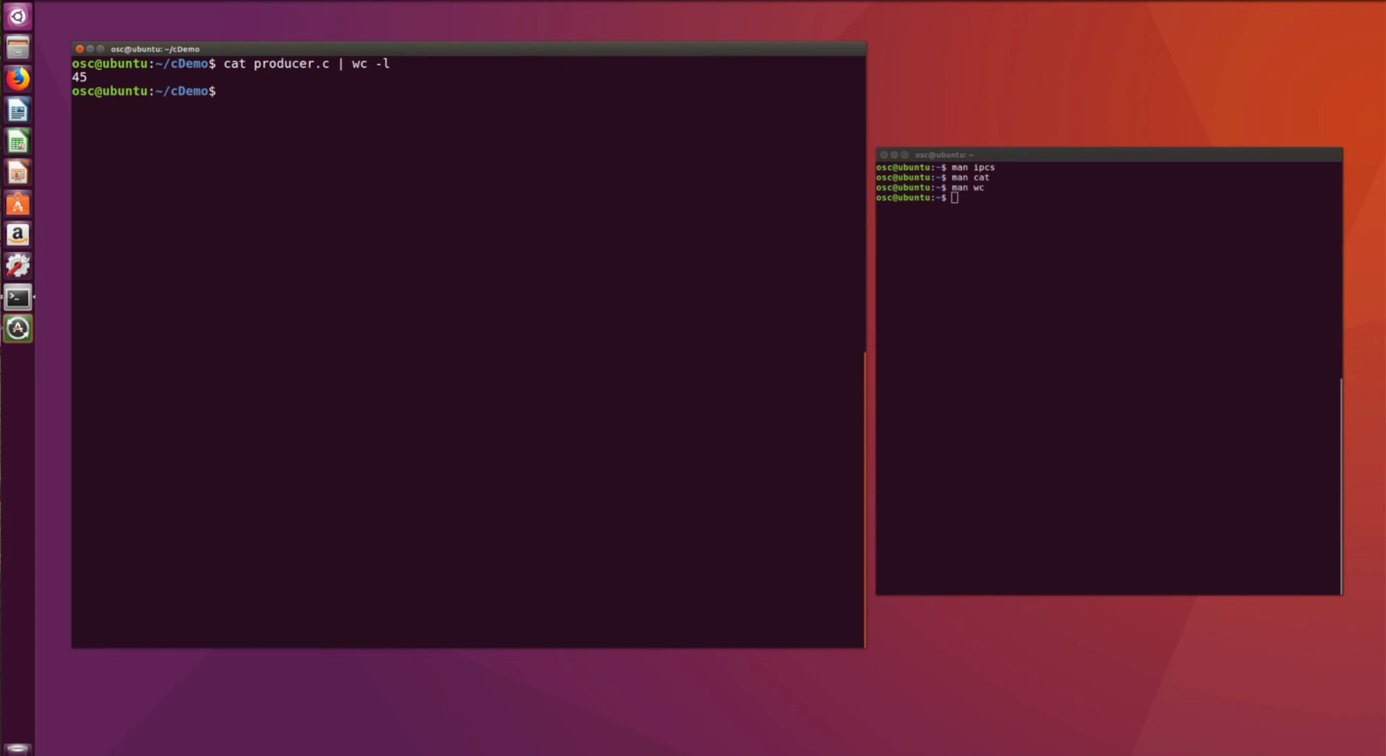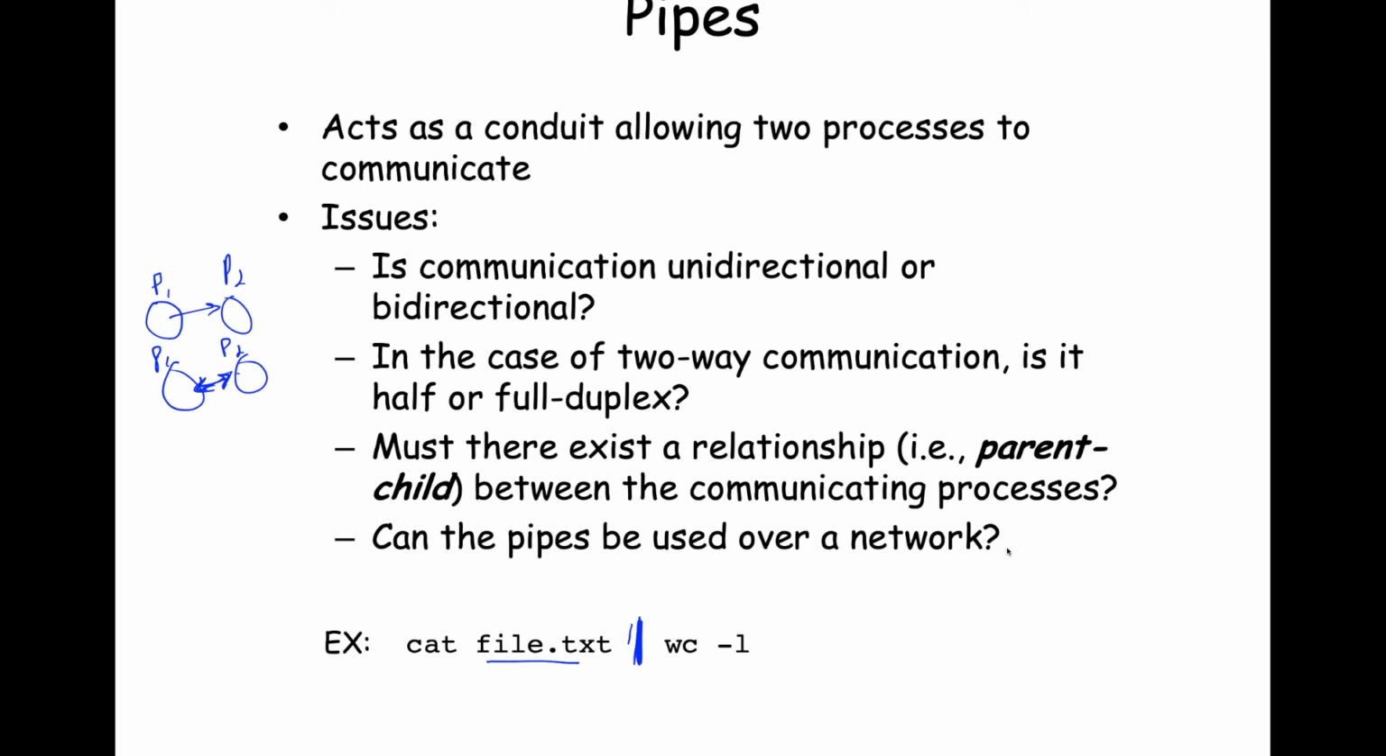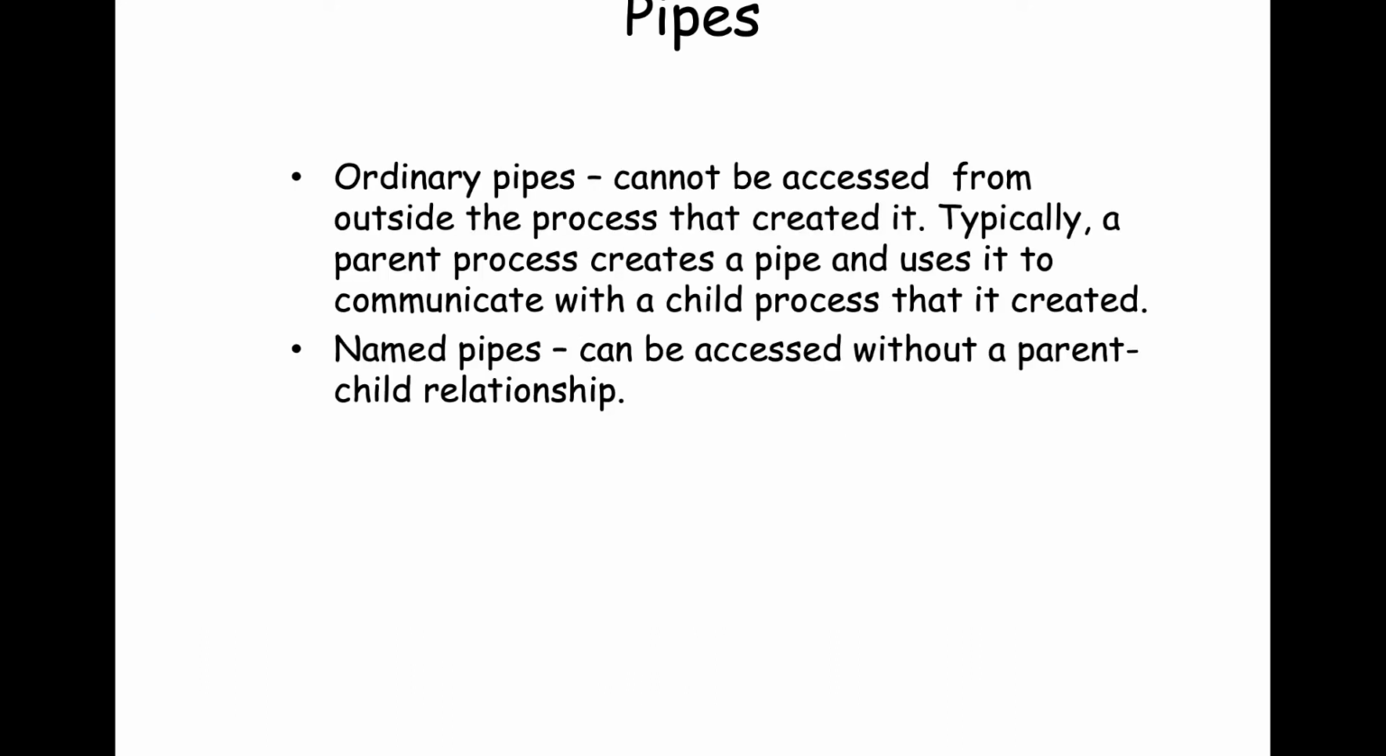So what happens is that we have two processes that were created by the command line interface. The first process was cat. The second process was word count. It took the output of one process, the cat process, and sent it as input to word count. So that's one of the things you can do with pipes that's really powerful, is redirect the output of one process as the input of another. So let's go back to PowerPoint now, and that's an example of using pipes.